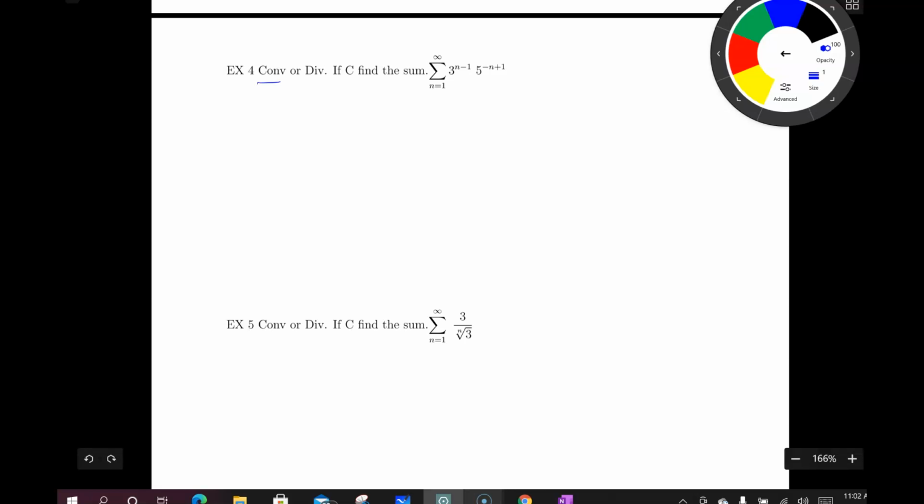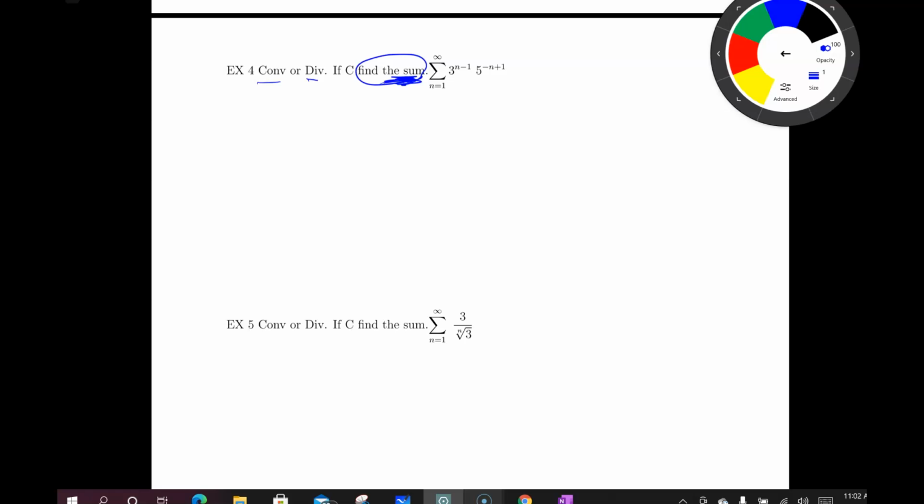Okay, so converge or diverge. If converge, find the sum. You want to be looking for those instructions. So if it says find the sum, then you're going to want to find out if it's a geometric sum, because if it's geometric, then you can actually find the sum.